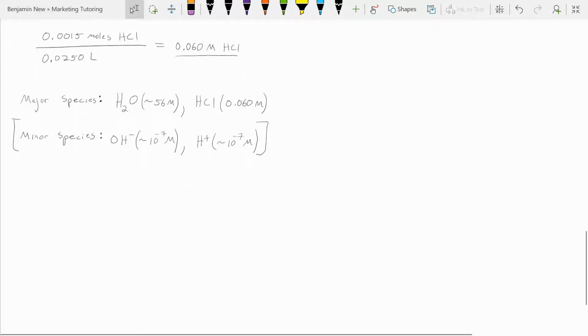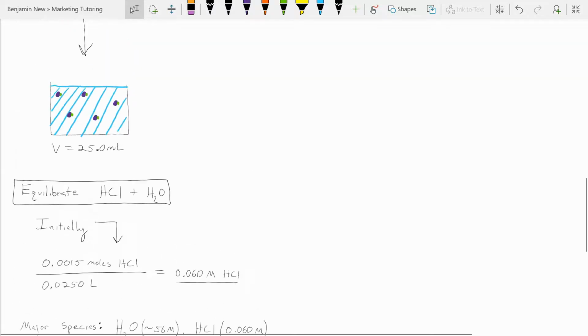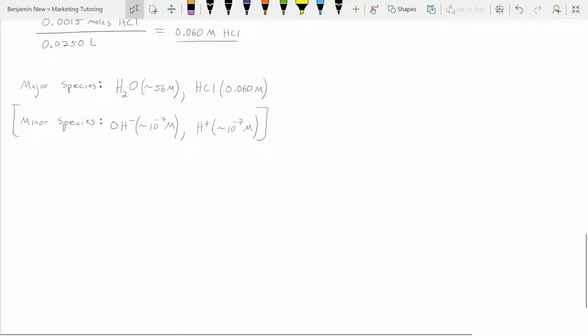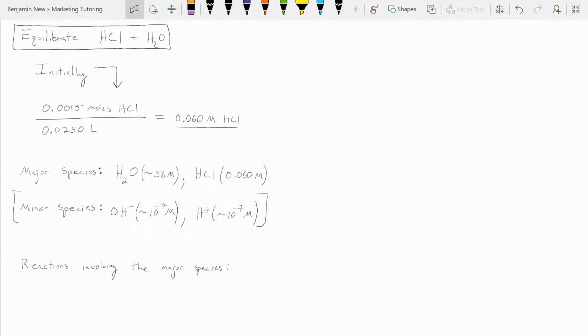Now, the next thing that we do, now that we've identified the major species, water and HCl, is to identify the possible reactions involving the major species. Okay, so now the possible reactions, well, we have water and we have HCl.